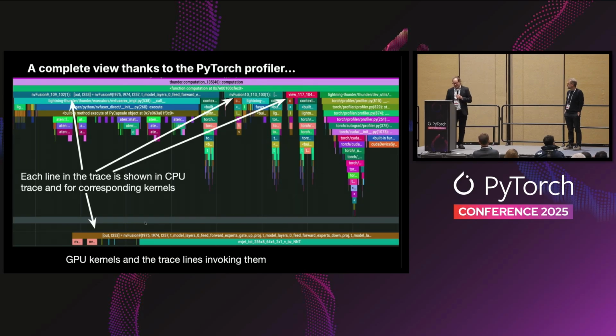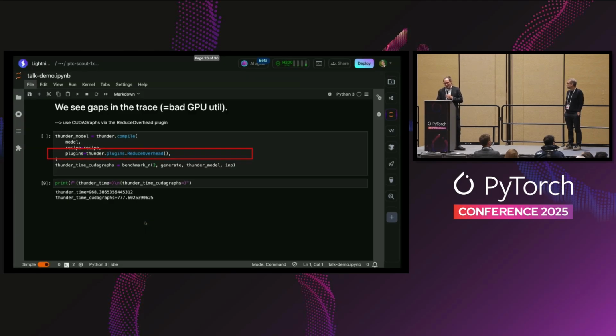And what we see is that we have those gaps in the bottommost row. And that means that we have bad GPU utilization there. So one of the things you can do is use CUDA graphs, which we again provide as a reduced overhead plugin. This will know what operations are CUDA graphable, what you need to do with the inputs, and work with the restrictions that you have. And you see that you can get a decent speedup by applying it because you essentially eliminate those gaps.